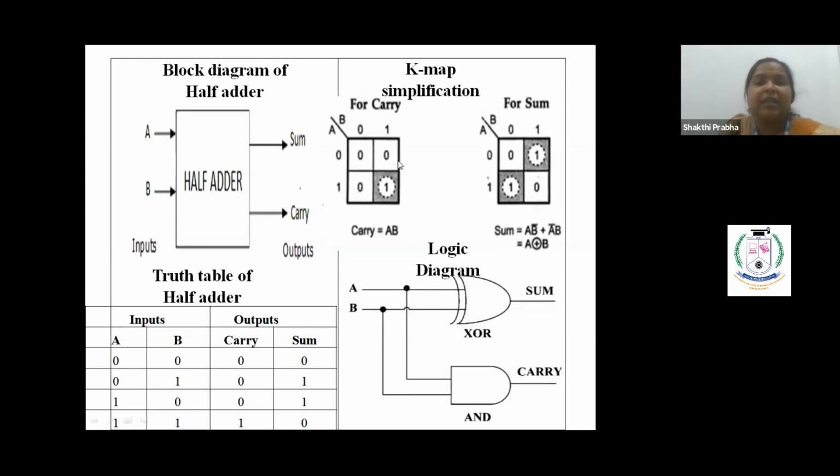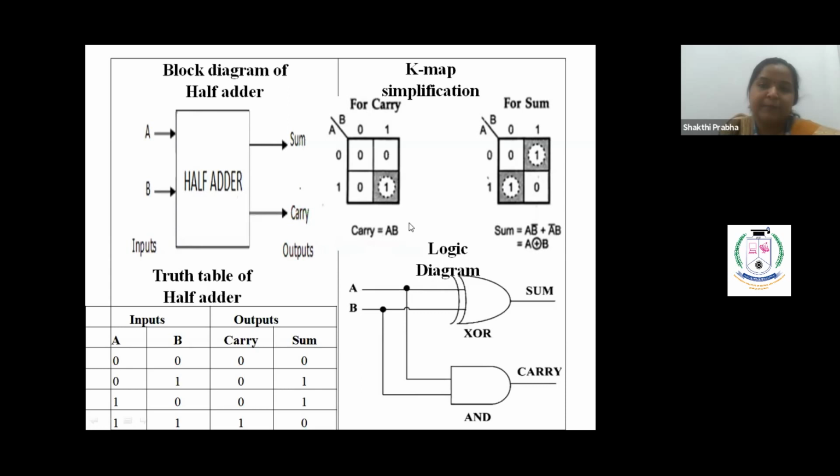The same procedure can be carried out for carry also. In carry, how many ones are available? Only a single one. And what is the combination? 1 and 1. When A equals 1 and B equals 1, you obtain 1. Remaining everything is 0. So grouping is possible for the isolated type. What will be my answer along the X side? Yes, it is A, and along the Y side it is B. So my carry is equal to A B. Clear? With the help of the graphical representation, the K map, I found the Boolean or switching expression for both sum as well as carry.